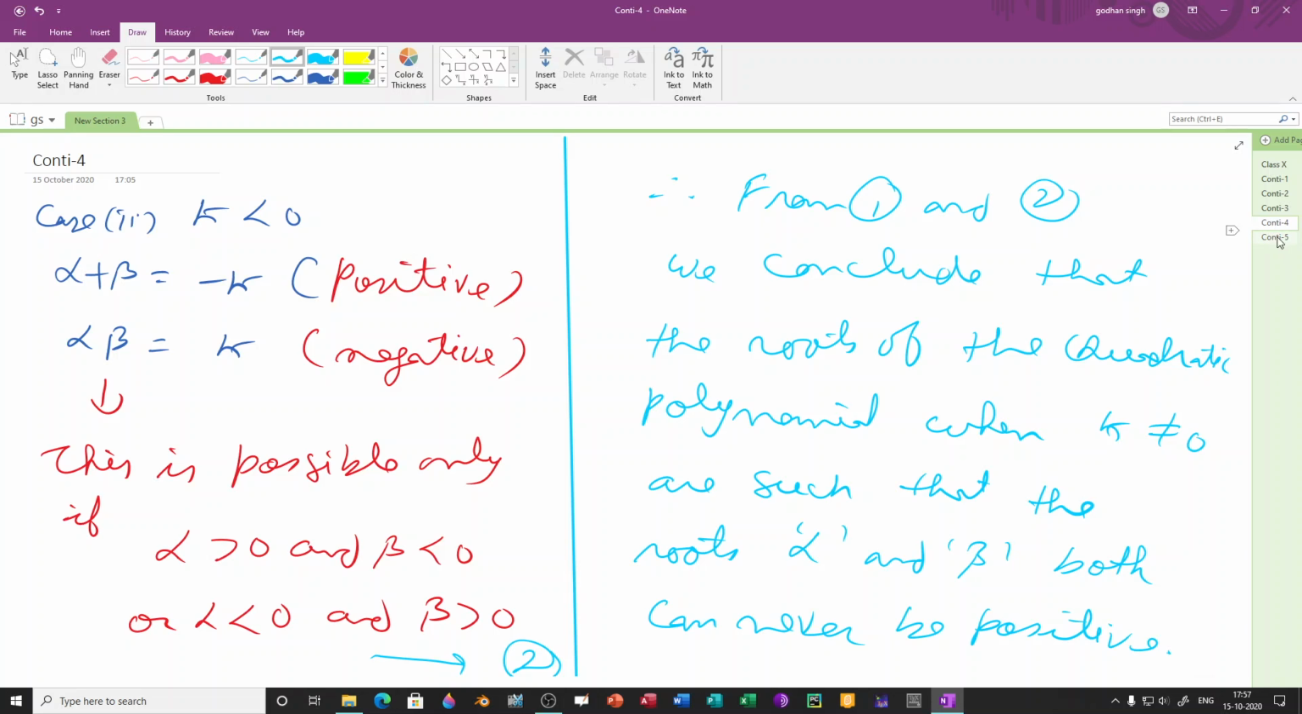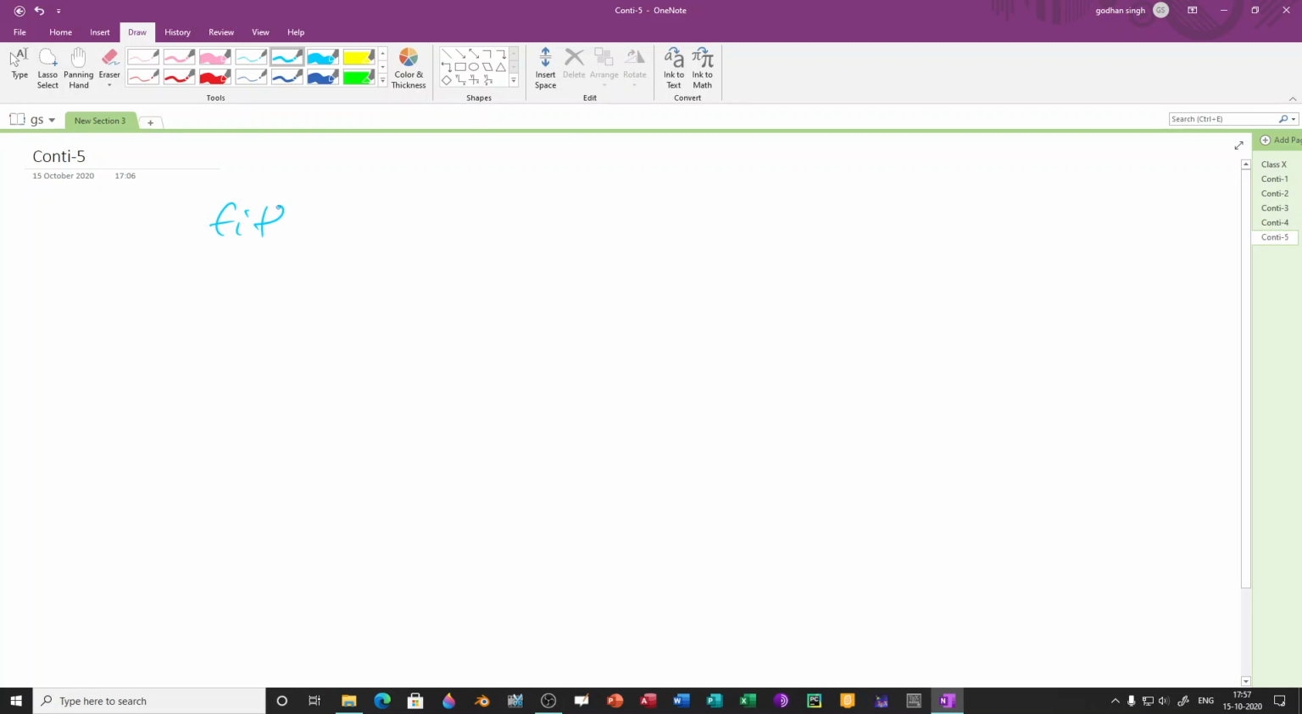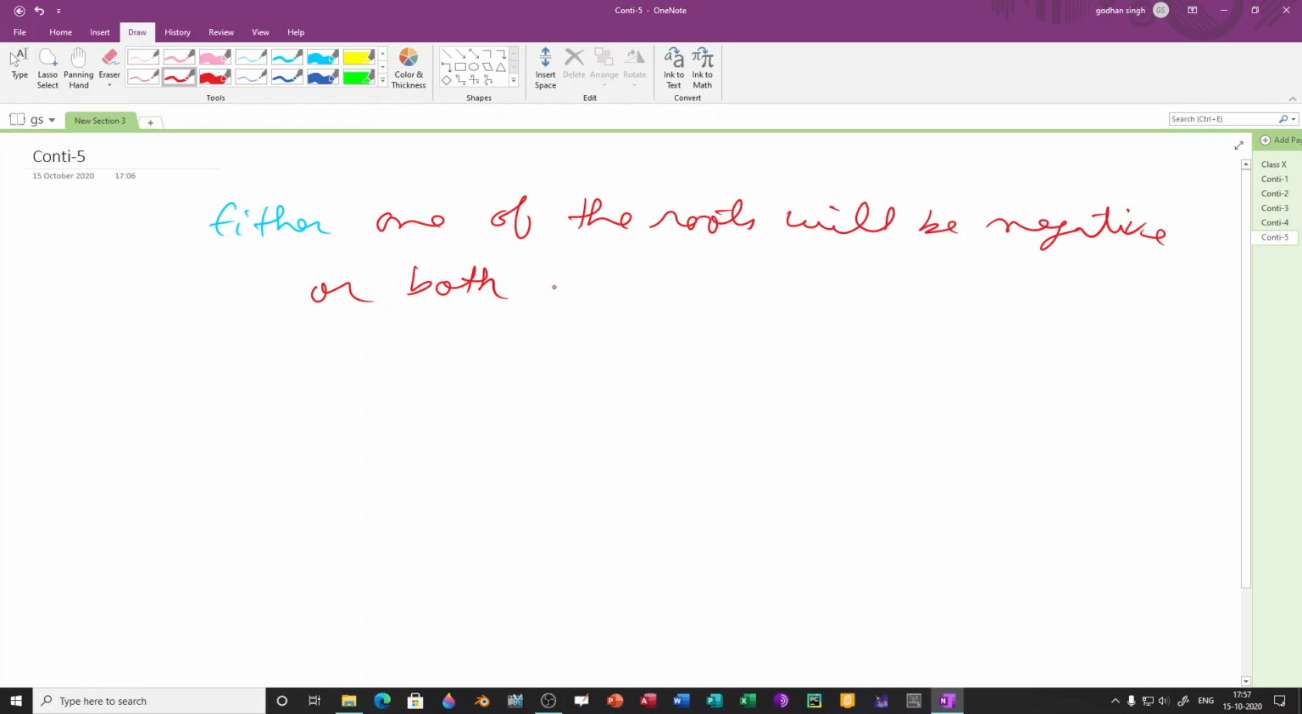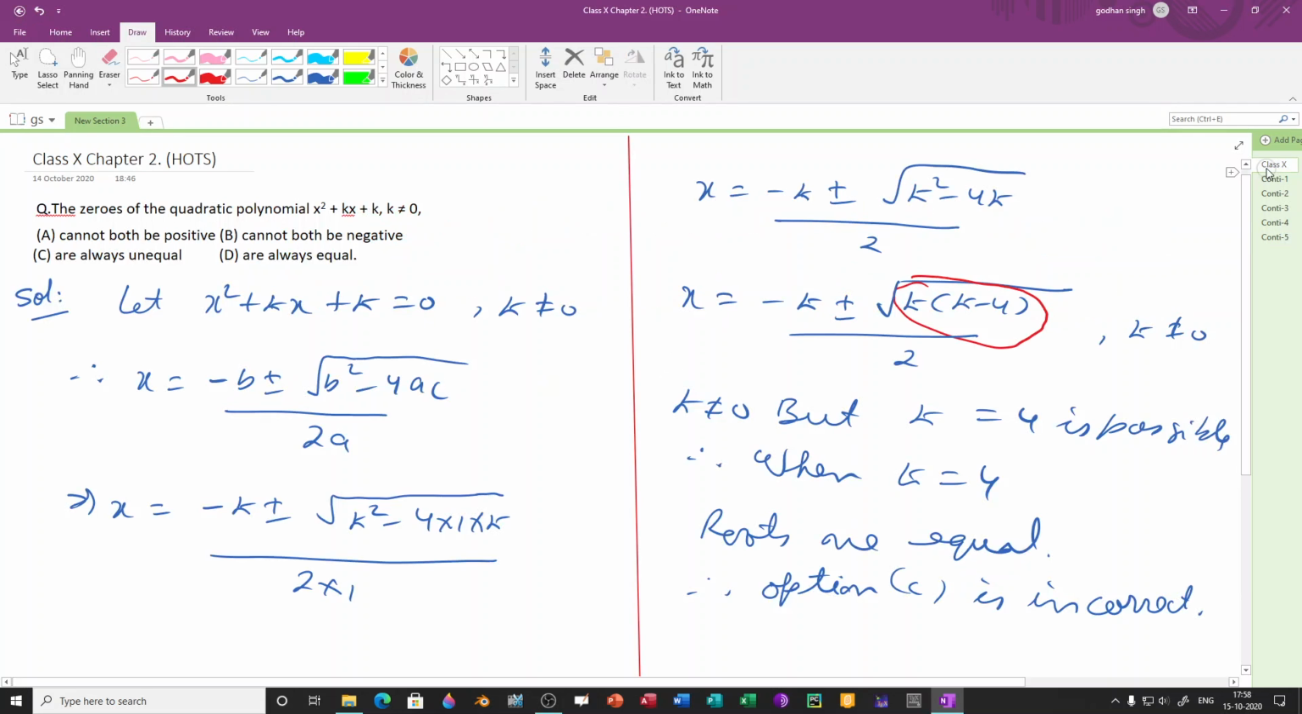So that means either one of the roots will be negative, or both the roots will be negative. Either one of the roots will be negative or both the roots will be negative. So therefore we come to the conclusion that, let us move back to the question.